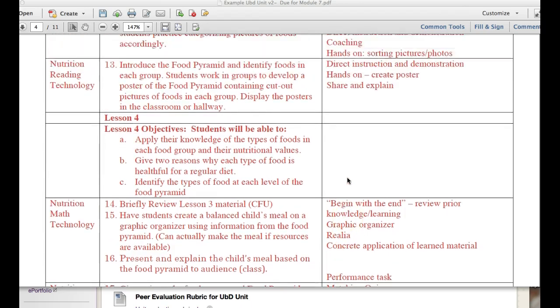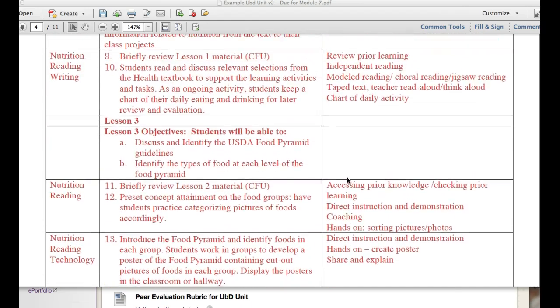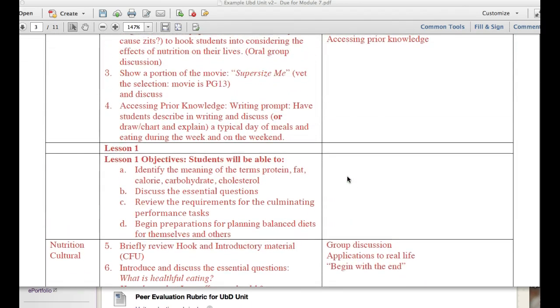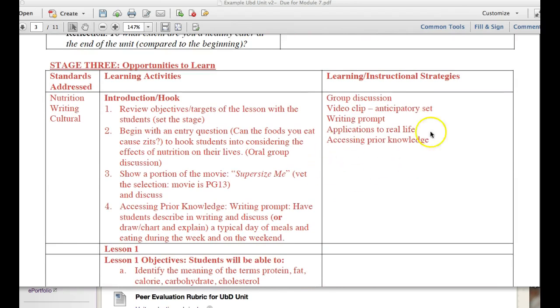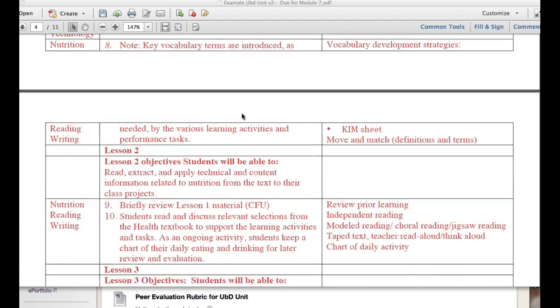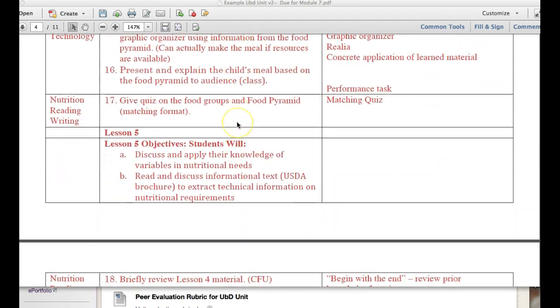So as much as you can, add strategies that you know are going to be differentiated strategies for ELLs, for special ed, whatever. Make sure that you put them here, put your learning strategies here. But we're going to go over a PowerPoint that will explain more about that. So this is the section that you're going to be submitting for this week.